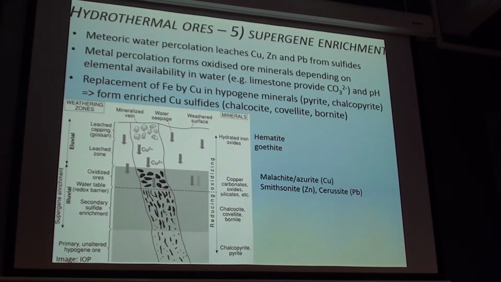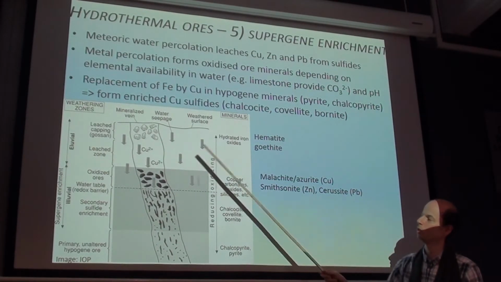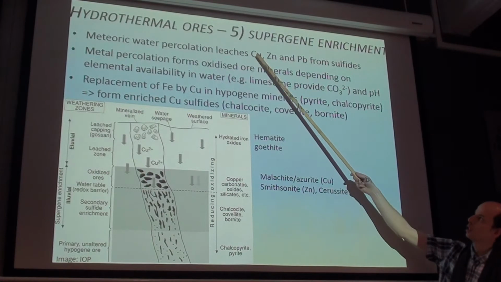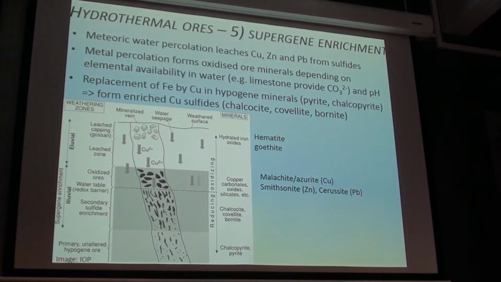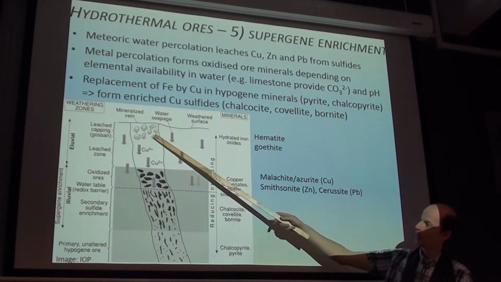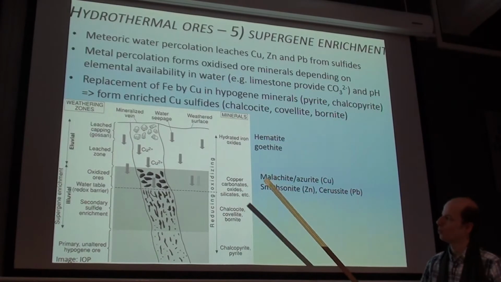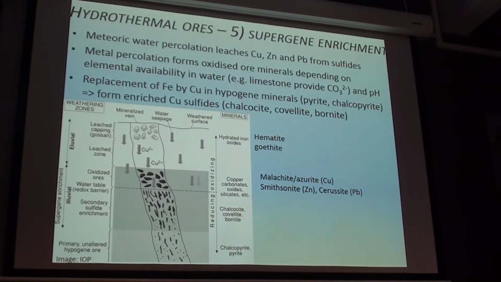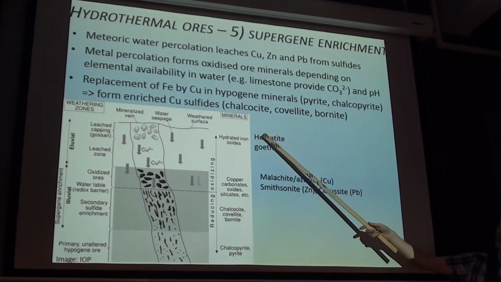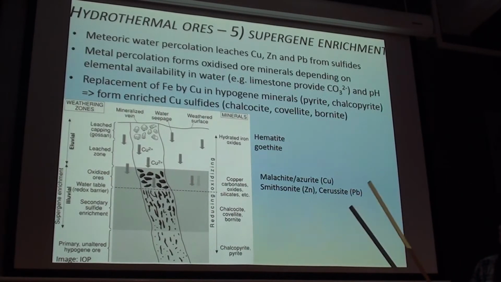And then, as we mentioned, the fifth step, which would be ideal, the supergene enrichment of certain deposit types. So we've got basically from the surface, meteoric water, rain and whatnot, percolating and leaching copper, zinc, lead from the sulfides. These fluids then percolate down and form oxidized or carbonate versions of these metal ores, leaving behind just iron oxides and iron hydroxides. We get then the formation of malachite, which is not an oxide, smithsonite, which is a zinc carbonate, cerussite, which is a lead carbonate.